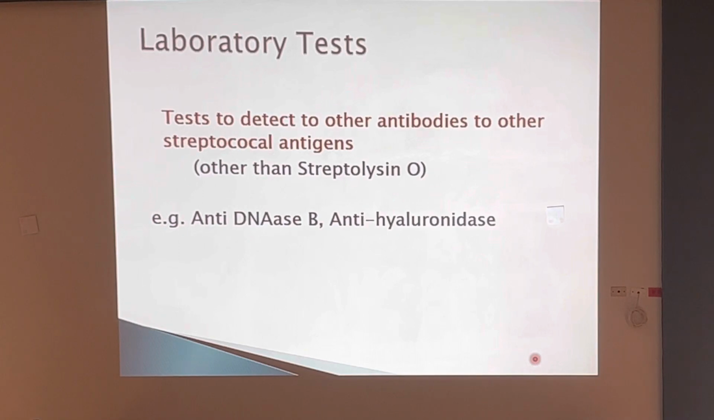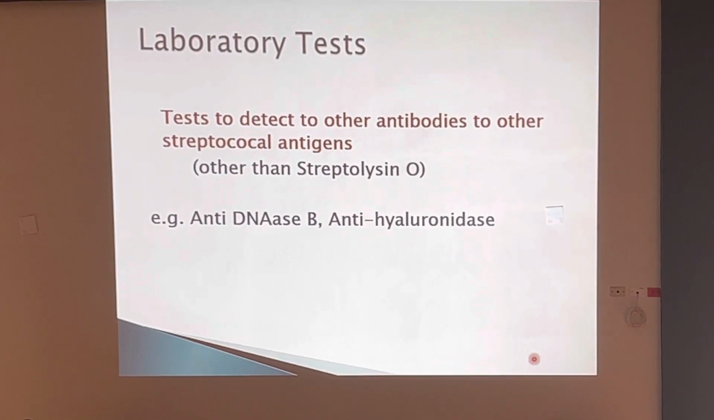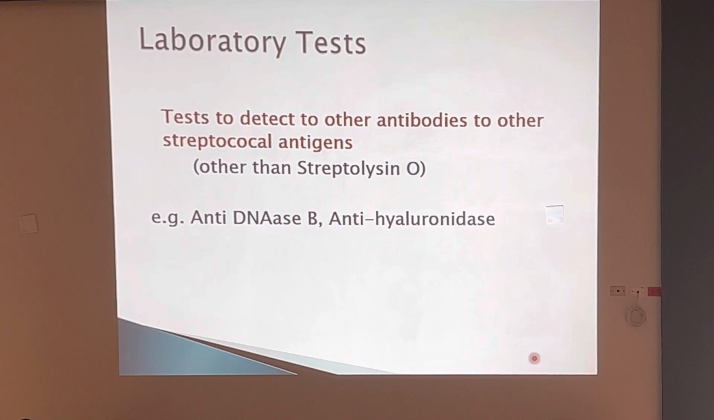Alright, there are other tests that we can use to detect other antibodies that can be produced by Streptococcus group A as well. Streptococcus group A can also produce DNase B. So if it produces DNase B, it means that the patient also produces antibodies to DNase B, and those are called anti-DNase B. You can also detect anti-hyaluronidase.